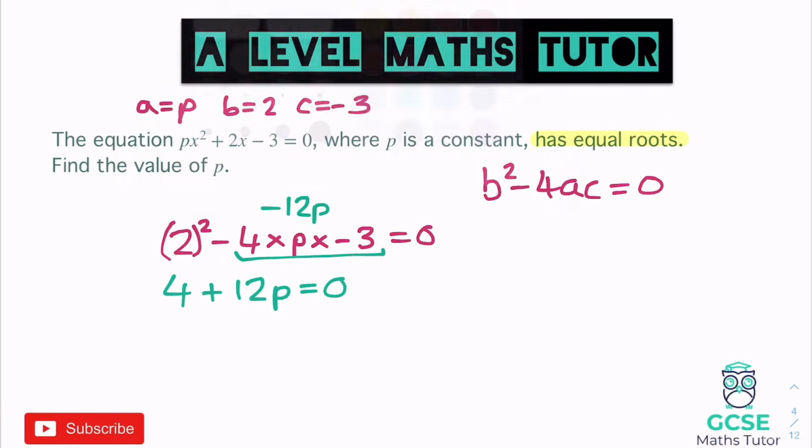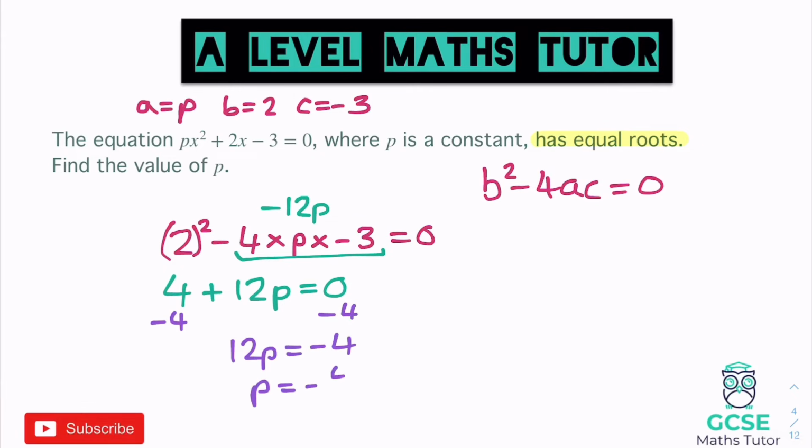And now we've just got a nice simple equation to solve, so we can take away 4 from both sides. We get 12p equals negative 4, divide both sides by 12, so p equals negative 4 over 12, and that simplifies down to minus a third, and there is our value of p, negative a third.